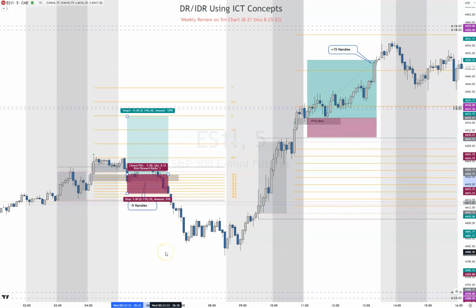So now we're minus 5 handles here, right? Did I re-enter? No, I didn't. Lost 5 handles there. Move on. RDR session. We get confirmation right here. We leave behind a fair value gap.